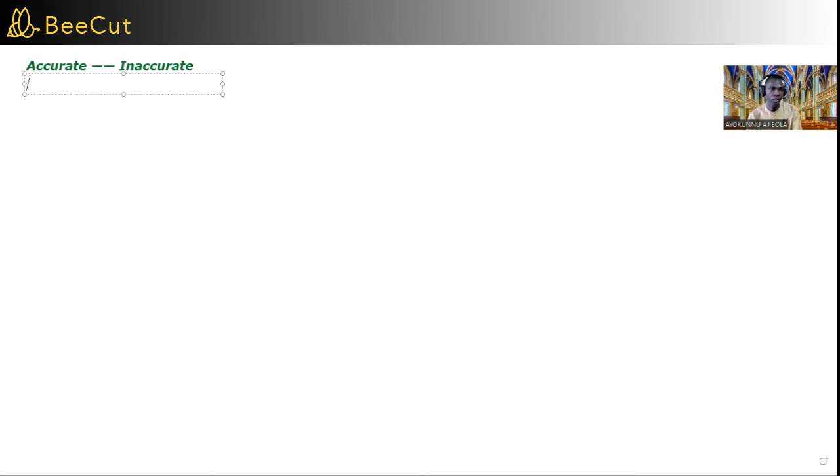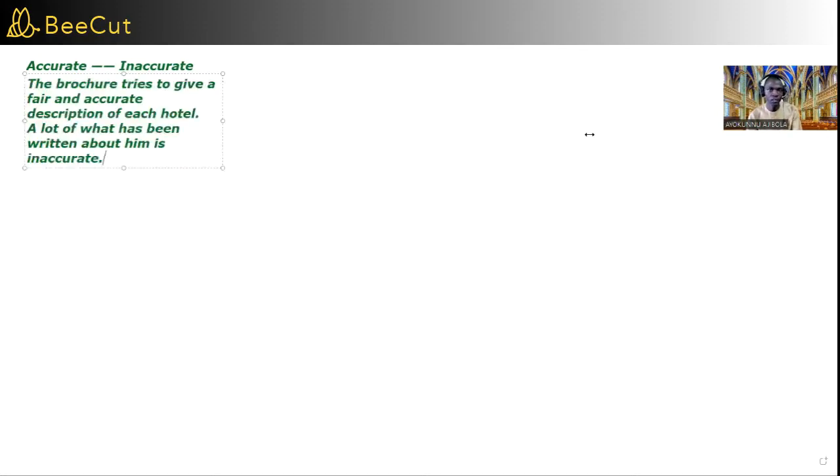So using accurate and inaccurate, this is the sentence. Can you both see the sentence now? Are you seeing the sentences? So the brochure tries to give a fair and accurate description of each hotel, and a lot of what has been written about it is inaccurate.